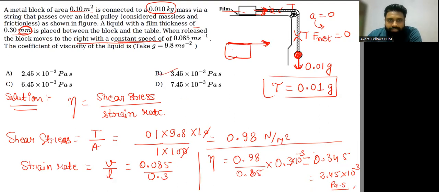So option B is the correct option. It is not 0.85 here, it is 0.085. That is why this comes out as 3.455. Got it? Option B is the correct option.